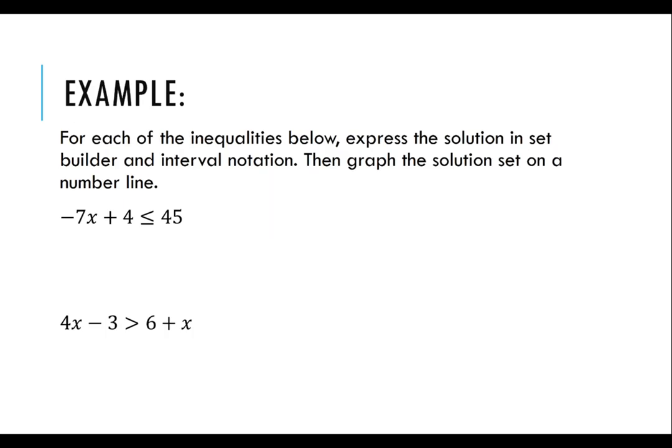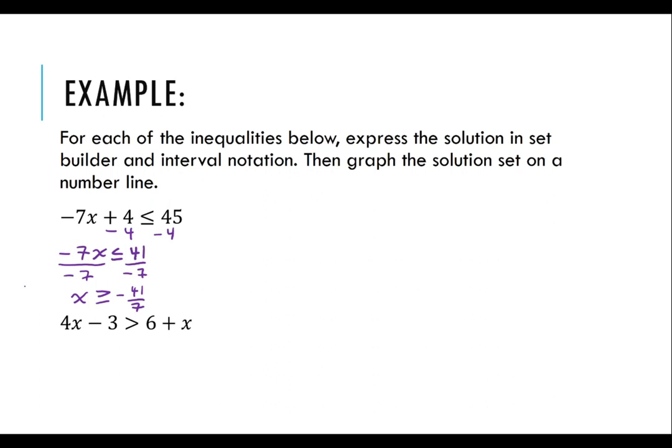For each of these, we want to express the solution in set builder notation and interval notation, and then graph the solution set on a number line. Which means the first thing that we need to do is solve these. So solve for x: -7x is less than or equal to 41. Then divide by -7. But recall that when we divide by a negative number on both sides, this is going to change the direction of the inequality. x is then greater than or equal to -41/7.